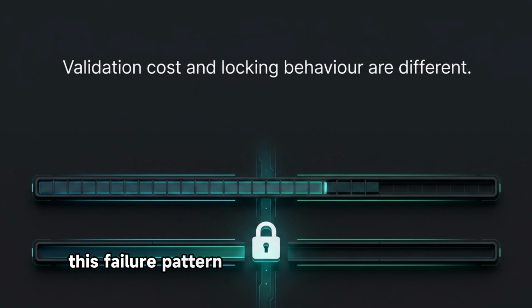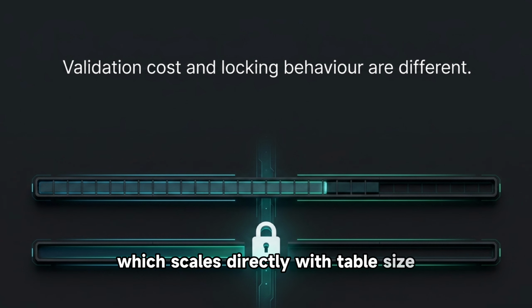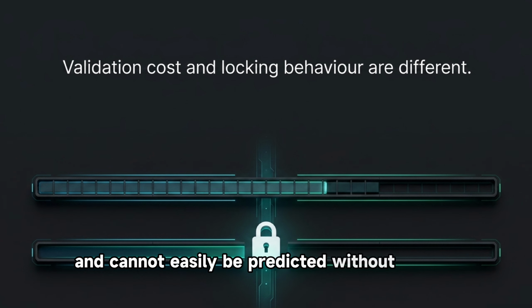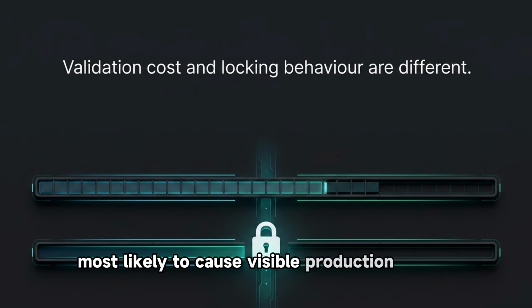This failure pattern has two distinct components. The first is the validation cost, the time the database spends checking every existing row, which scales directly with table size and cannot easily be predicted without testing. The second is the locking behaviour, the degree to which the validation process blocks concurrent reads and writes, which varies significantly between database engines and constraint types, and which is the component most likely to cause visible production impact.